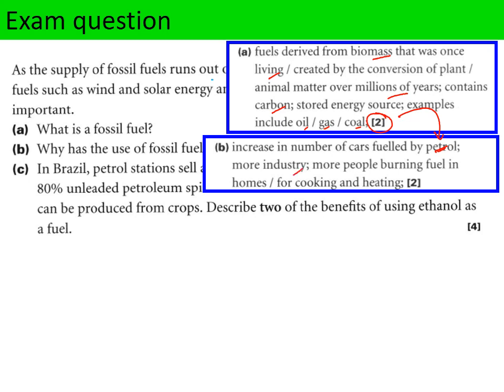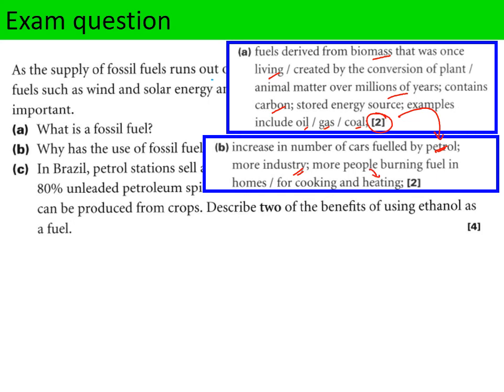We also know there's much more industry. Now, power plants, for example, we know burn fossil fuels. That's going to convert a lot of the energy released into electrical energy that is used to power industry, to supply electricity to people's homes, for example. And that might be to heat the home.